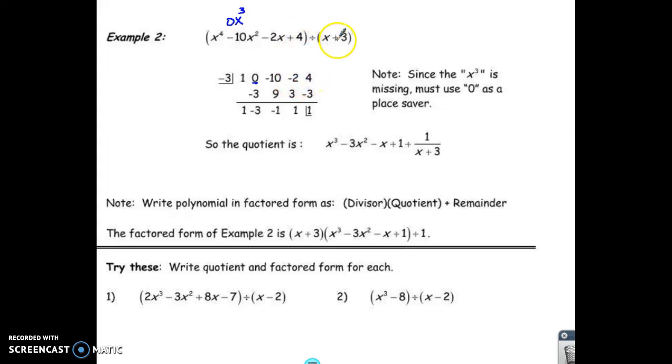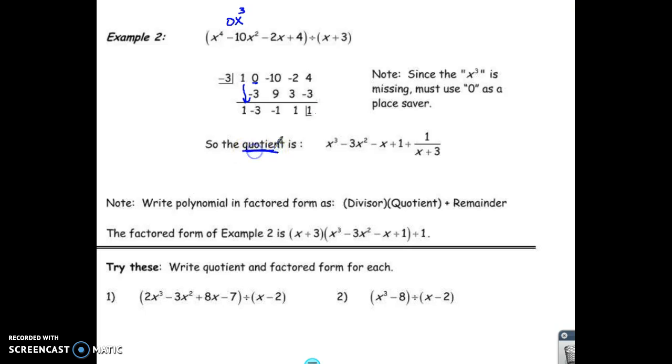What are we dividing by? A -3. And again, this first 1 is always brought down. 1 times -3 is -3. We add, we get -3. -3 times -3 is 9. You get -1. -1 times -3 is 3. We add, we get a 1. 1 times -3 is -3. We add straight down and we get a 1.